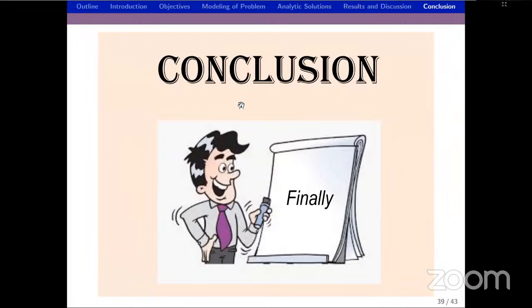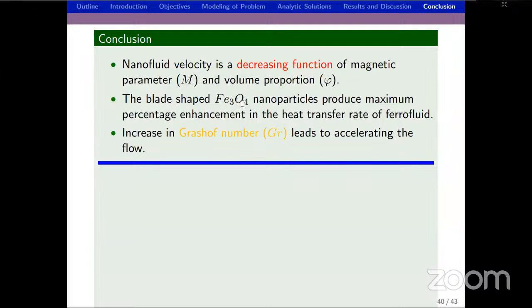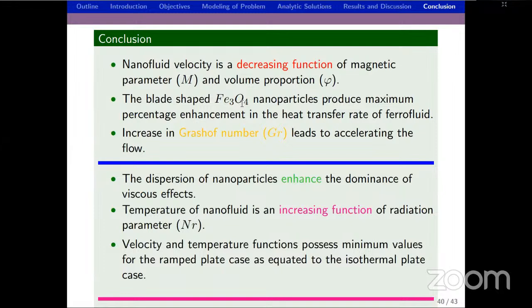So finally, we conclude that nanofluid velocity is a decreasing function of magnetic parameter M and volume proportion phi. The Blade shape ferrofluid nanoparticles produce maximum percentage enhancement in the heat transfer rate of the ferrofluid. Increase in Grashof number leads to accelerating the flow. The dispersion of nanoparticles enhances the dominance of viscous effects. Temperature of nanofluid is an increasing function of radiation parameter. And finally, the velocity and temperature functions possess minimum value for the ramp plate case as compared to the isothermal plate case.